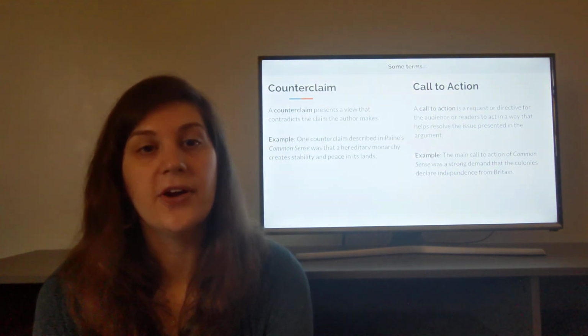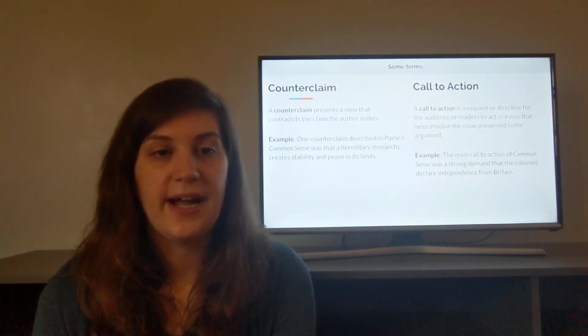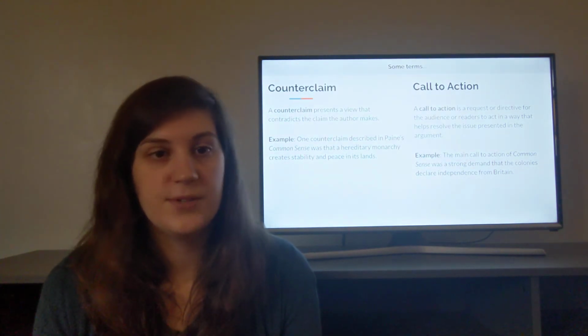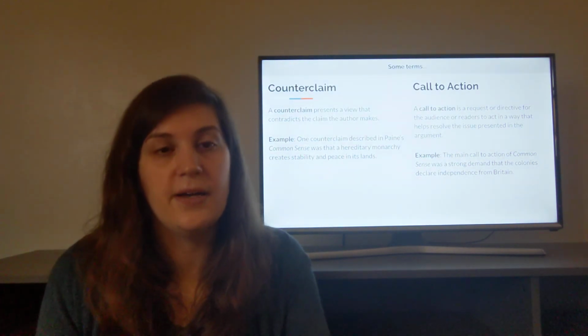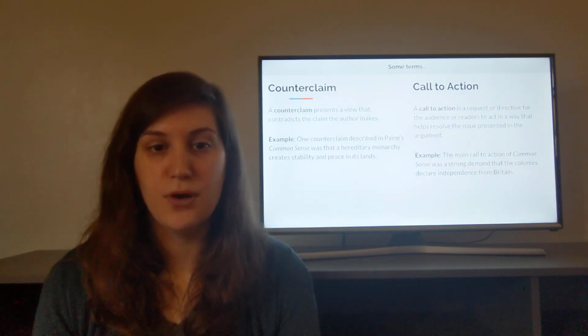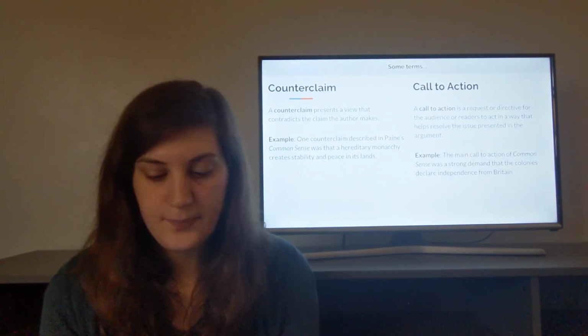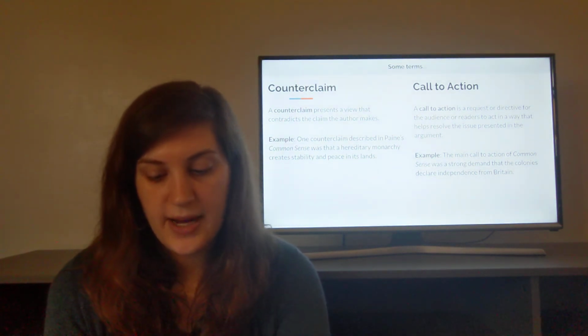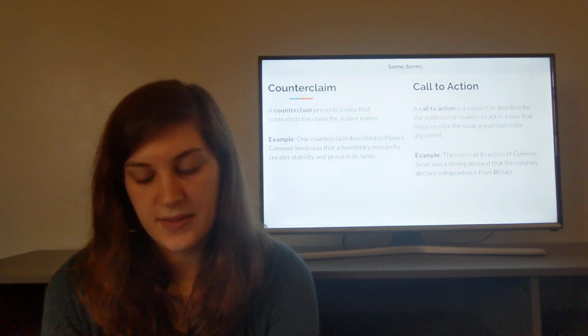And then all good arguments end with a call to action. So you've been told about something, and what do you want to do about it? Like, what's the point? Now that you know this, what are you supposed to do? So it's defined as a request or directive for the audience or readers to act in a way that helps resolve the issue presented in the argument.